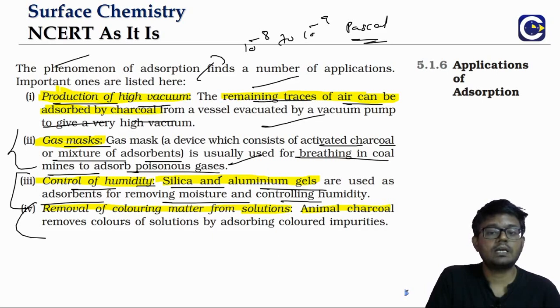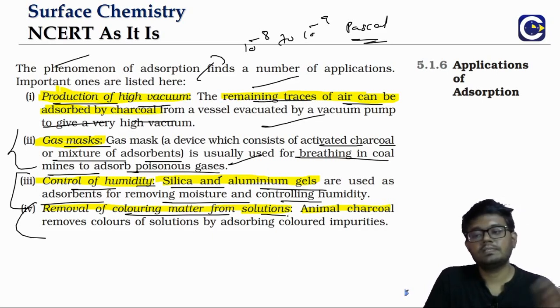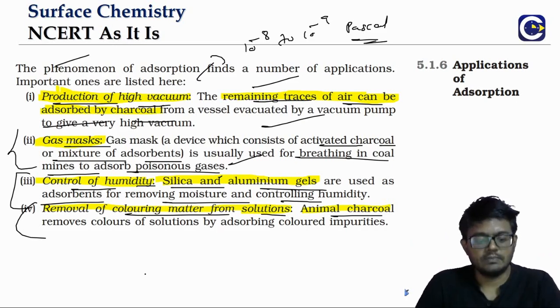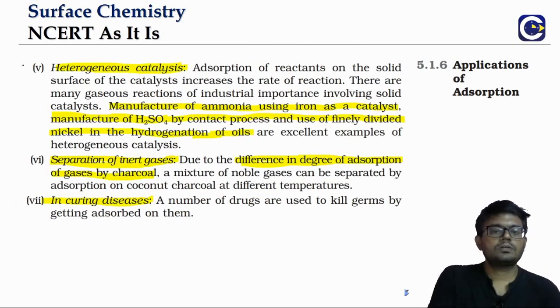If you want to remove the colored matter from solutions, we have seen animal charcoal can be used. If you want to remove the color from any dye stuff, or you want to remove the color of say raw sugar solution, that can be done by using what? Animal charcoal.